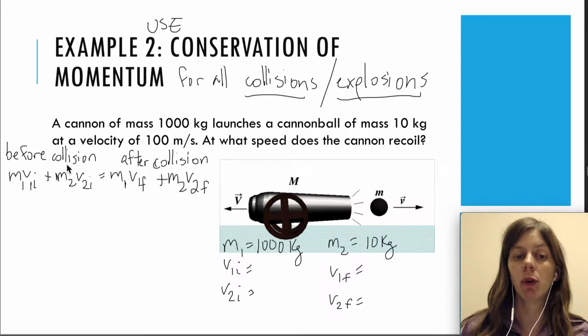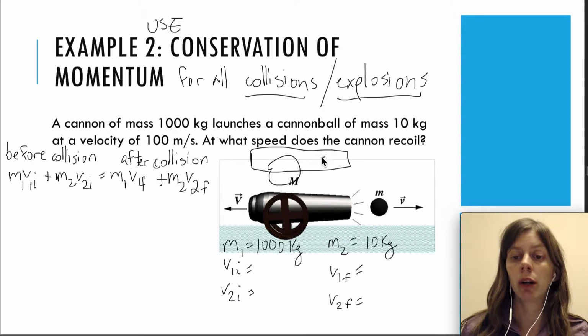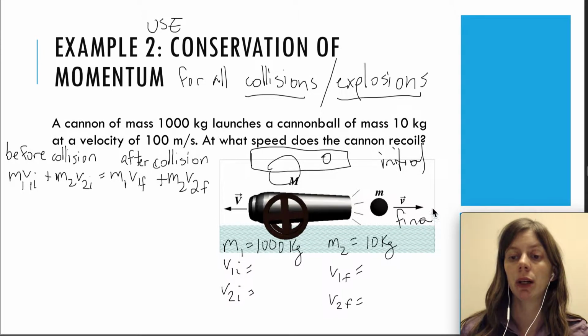So what happens before the collision/explosion? Before the cannon and the ball come apart, the cannon and the ball are together, just sitting there at rest before the ball is fired. If you visualize this as the initial condition over here, and this as the final condition over here, then you realize both of the initial velocities are 0.